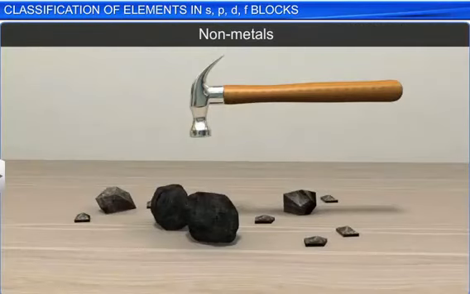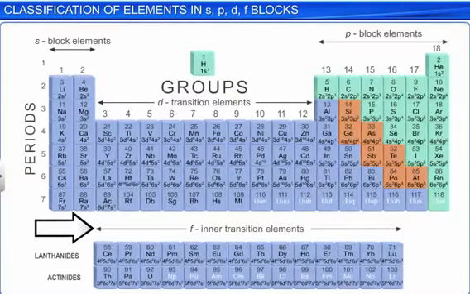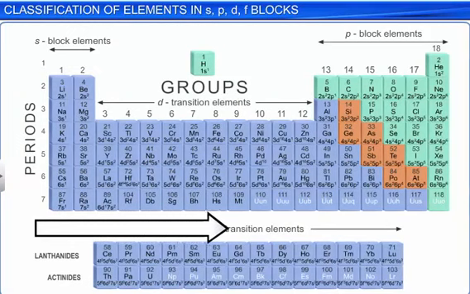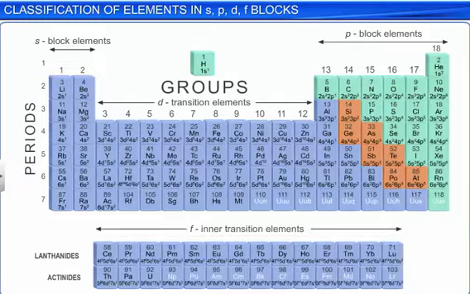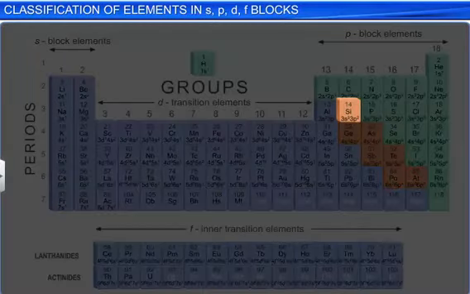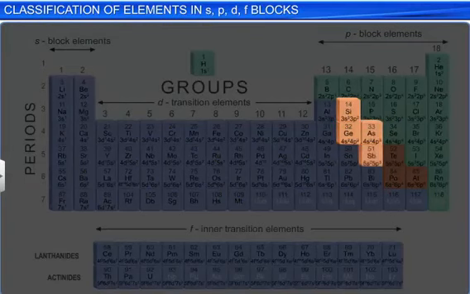Across a period, as we move from left to right, there is a transition from the metallic behavior to the non-metallic behavior. Elements like silicon, germanium, arsenic, antimony and tellurium in the p block of the periodic table exhibit properties of both metals and non-metals and therefore are called semi-metals or metalloids.